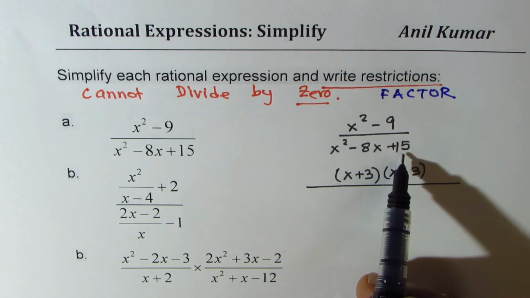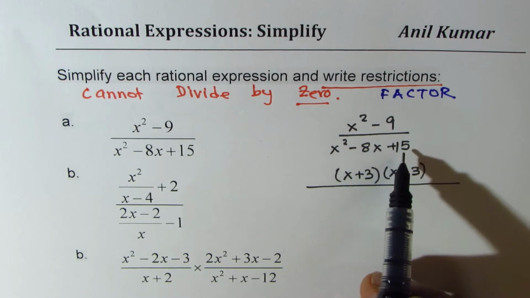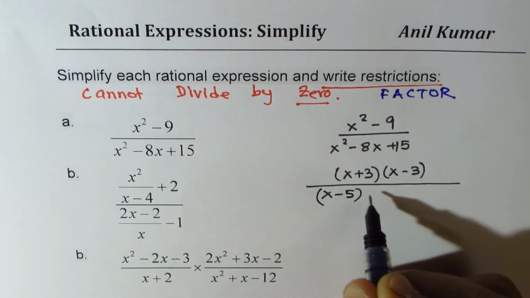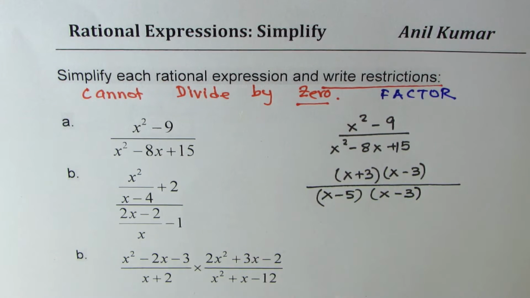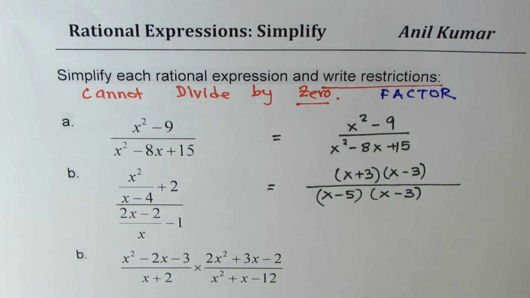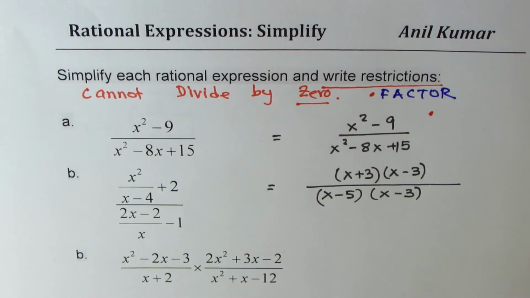Now here we are looking for sum and product. 5 times 3 is 8, and we need negative, so both negative. So we could write this as x minus 5 times x minus 3. Now at this stage, we should write restrictions. Once you factor, after that you write restrictions. So second step here is to write restrictions.